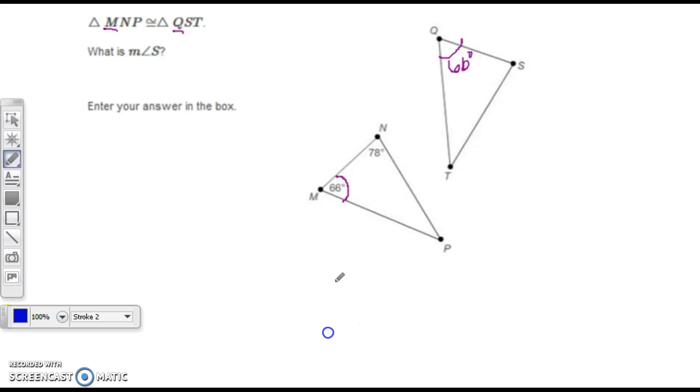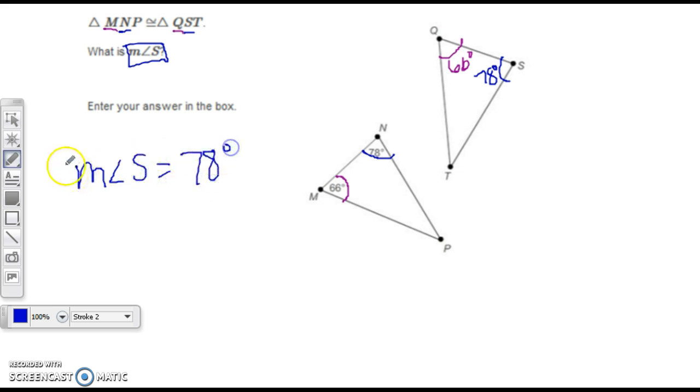All right, let's color code some more. N corresponds to S. So because N is 78, S is also 78. And I've actually already got my answer right there because it says, what is the measure of angle S? So the measure of angle S equals 78 degrees.